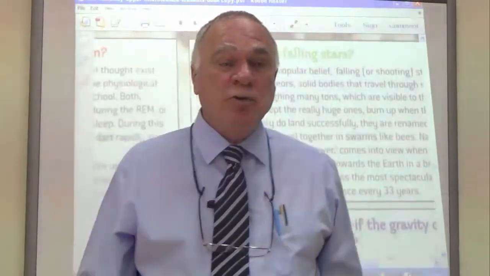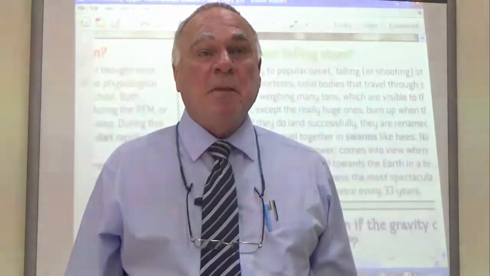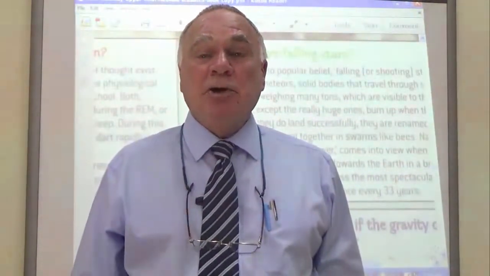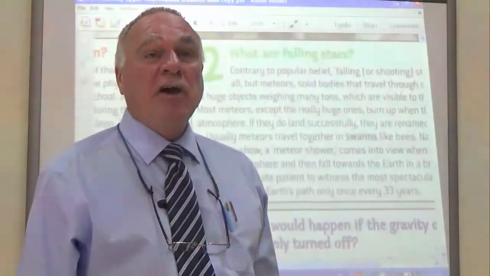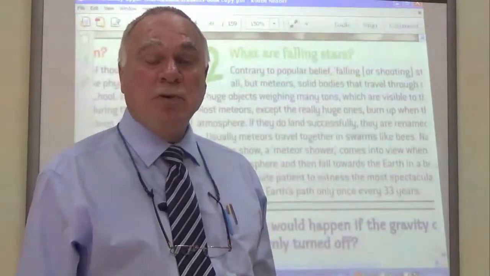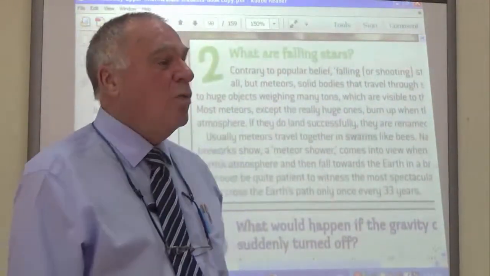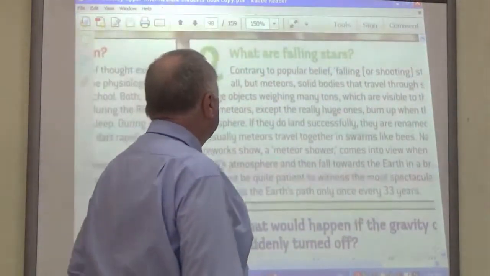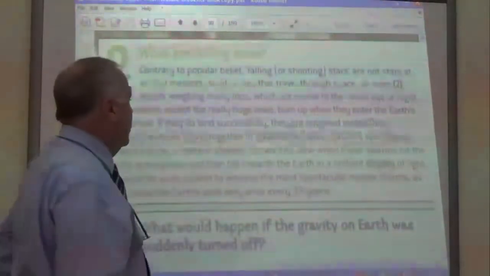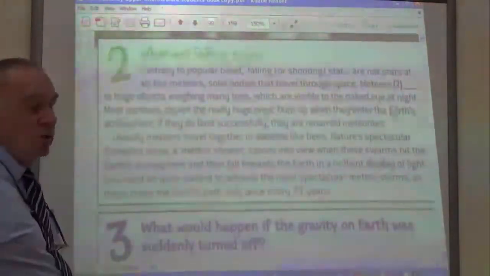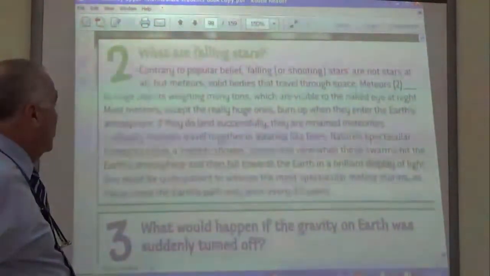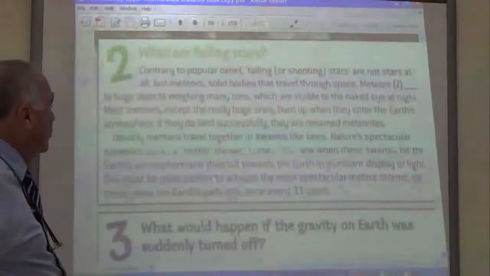In fact, at the moment we are going through a period of high activity in the night sky, where if you go outside at night, you'll see maybe 2 or 3 flashes every minute. What is that all about? Contrary to popular belief, falling or shooting stars are not stars at all, but meteors, solid bodies that travel through space.